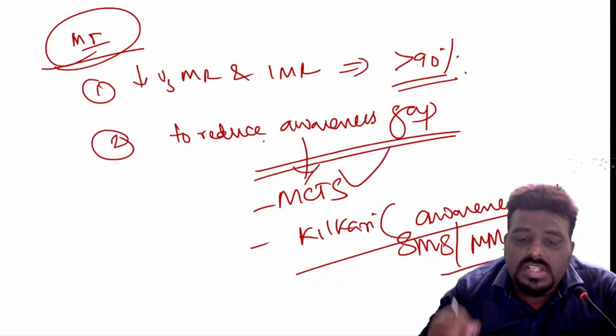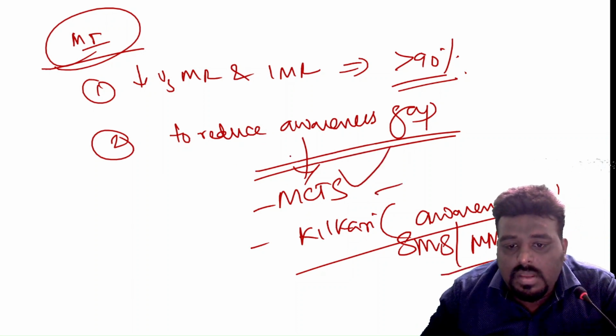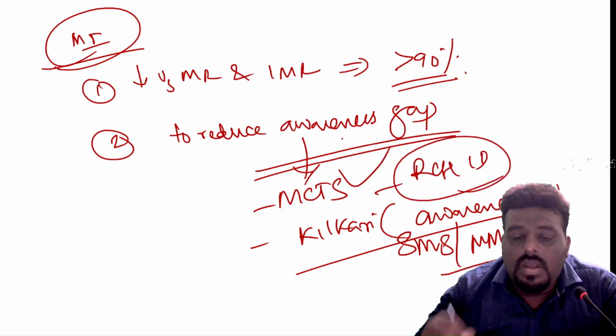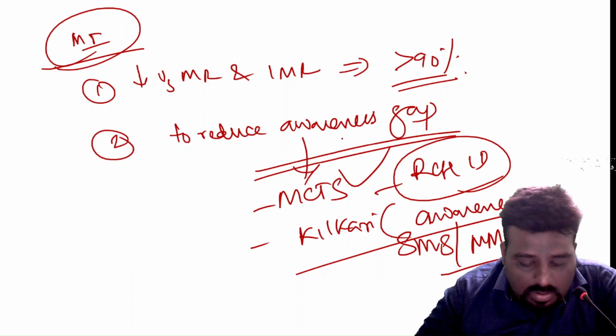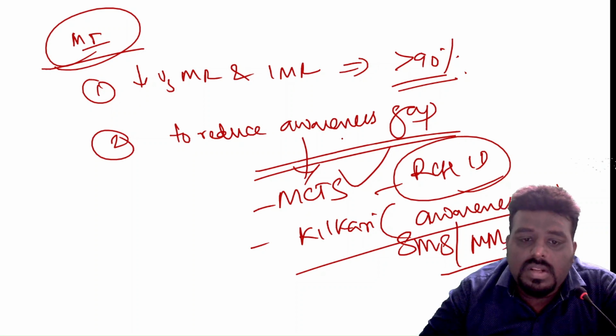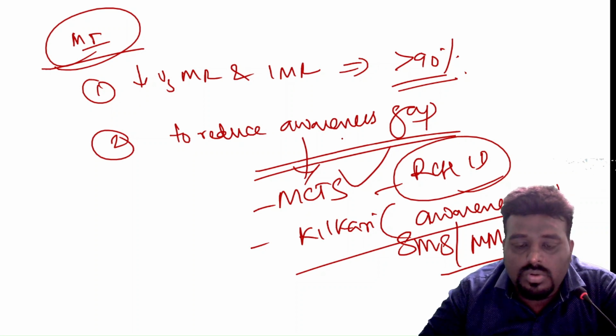And MCTS is the mother child tracking system. A separate RCH ID is created once the mother is registered under the PHCs or anywhere. So the RCH ID is given, and the mother and the child both are tracked and taken care of.